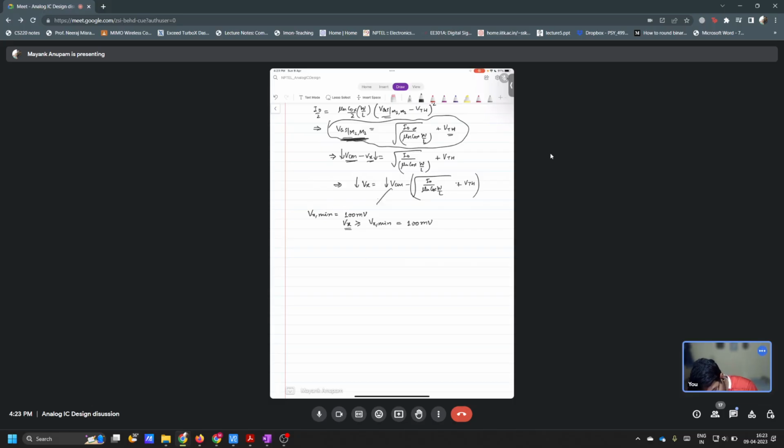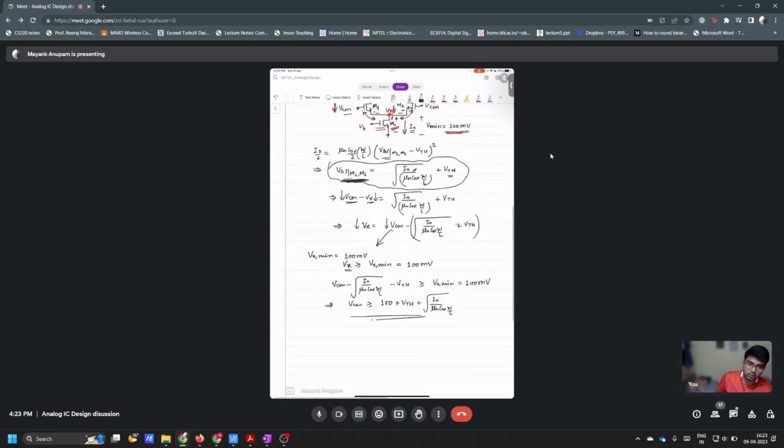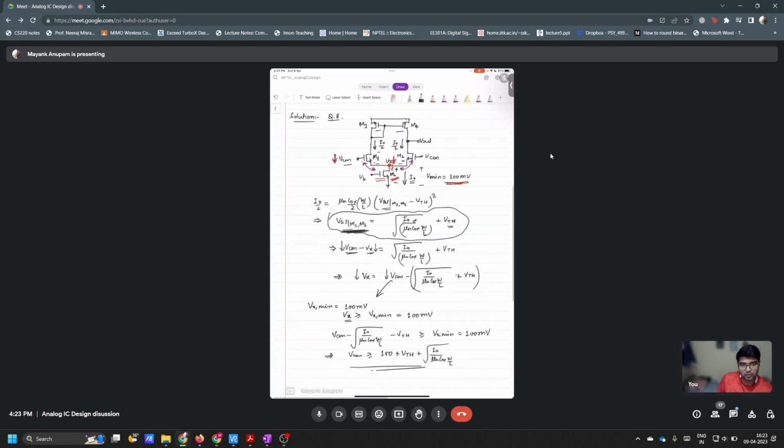So what is Vx from here? Vx is equal to Vcm minus root of I naught over mu n Cox W over L, minus VTH, right? And this has to be greater than or equal to Vx minimum, which is equal to 100 millivolts, right? From here you can work it out. So you will get some minimum value of VCM, which is equal to 100 millivolts plus VTH plus root of I naught over mu n Cox W over L, right? So understood, right?